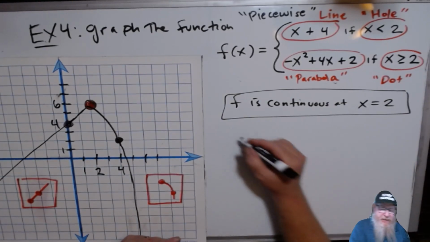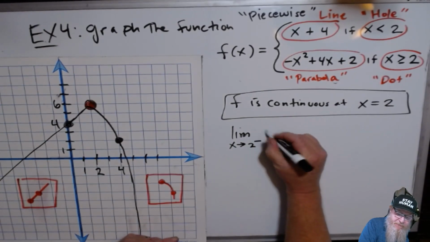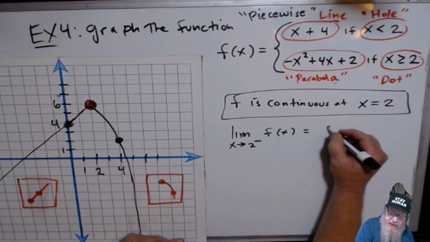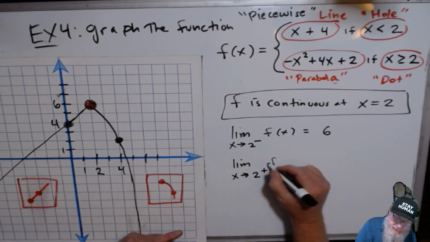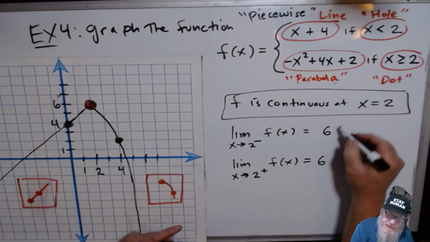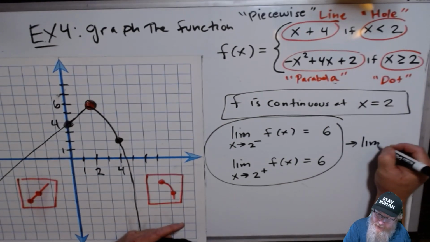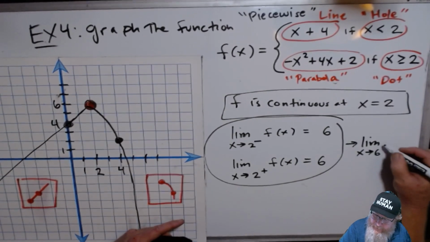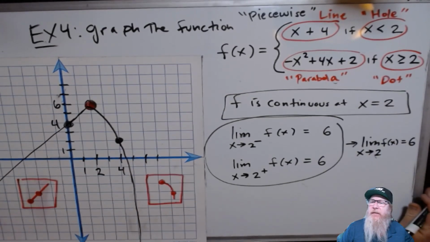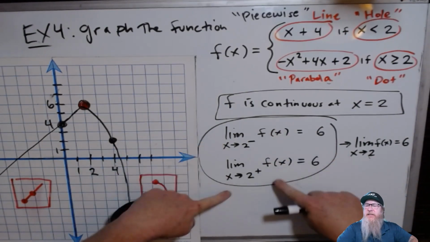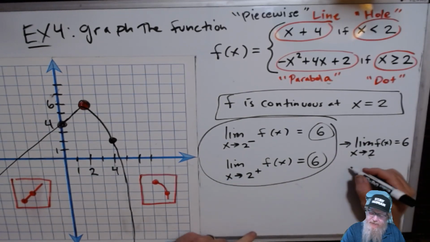We also have the limits. The limit as x approaches 2 from the left is 6. The limit as x approaches 2 from the right is also 6. Because these both agree with each other, that means that the limit generally is also 6. Right? So again, if these have to agree with each other, they have to give you the same value, and then that means the limit exists.